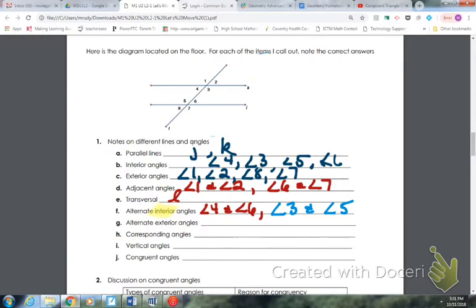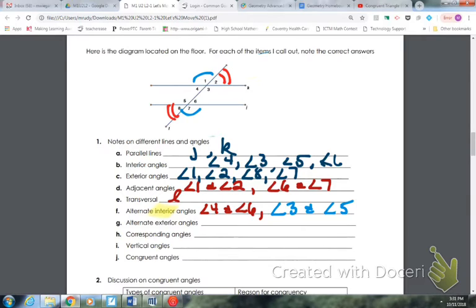So in this picture here, we would say angle 1 and angle 7 are alternate exterior angles. Notice 1 and 7 are exterior, and they're on opposite sides of the transversal. Angle 1 is on the left side, and angle 7 is on the right side. Another pair of alternate exterior angles in the picture is angles 2 and 8. Notice they're both exterior angles. 2 is on the right side of the transversal, 8 is on the left side.